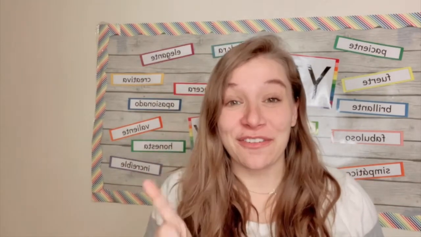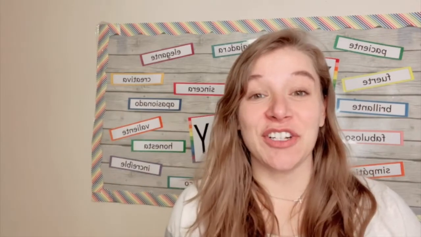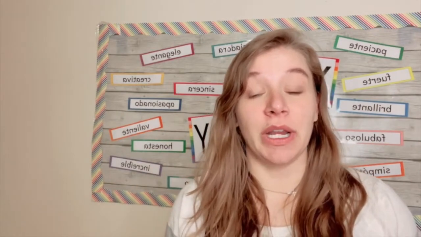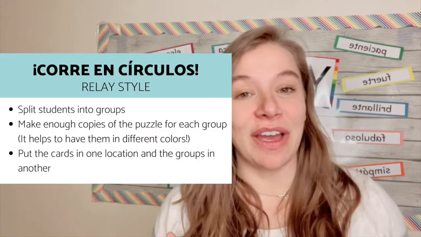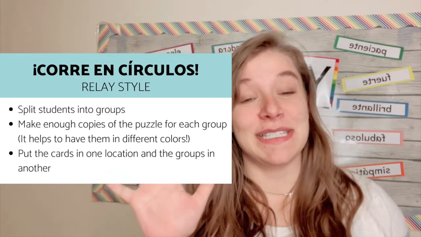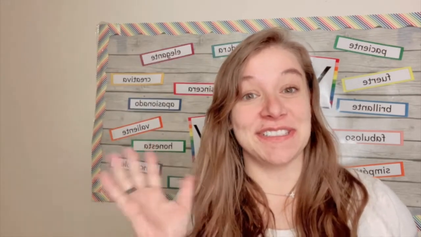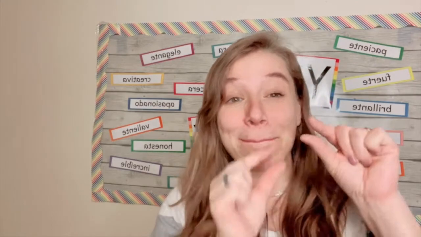So the first option that Carrie shared with me is like a relay race, which I love. First things first, you need to decide how many groups of students you want. If you have a class of 25 and you want 5 kids in a group, then you're gonna need to have 5 different sets printed in 5 different colors. Then you're gonna print the sets miniature.